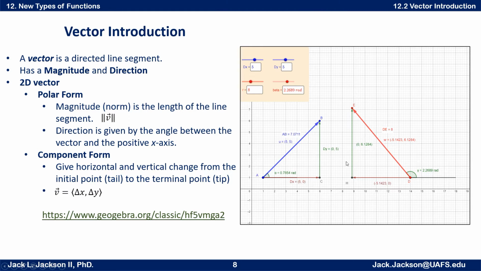part of the x-axis. Okay, component form, we give horizontal and vertical change from the initial point, the tail, to the tip, the terminal point. And so it's basically a change in x and a change in y with a comma there, but we use these little pointy kind of brackets there for a vector. And so, for example, vector U goes from A to B is <5, 5>. It goes to the right 5 and up 5.